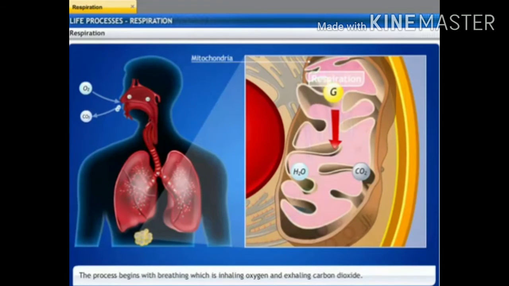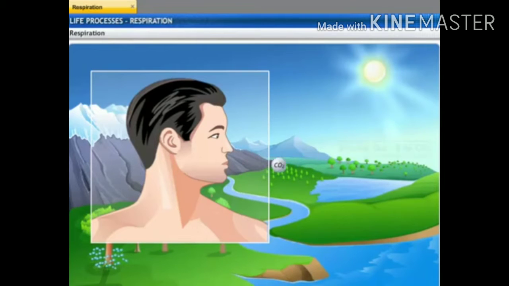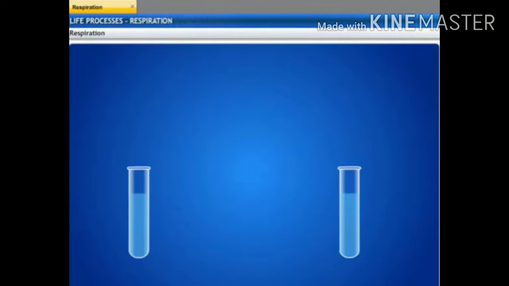known as respiration. Carbon dioxide is present in atmospheric air. However, when we exhale, we breathe out a greater amount of carbon dioxide than the amount that is present in the atmospheric air. Exhaled air is composed of 5.6% carbon dioxide, whereas inhaled air contains 0.03% carbon dioxide. Let's try to prove this through an experiment.